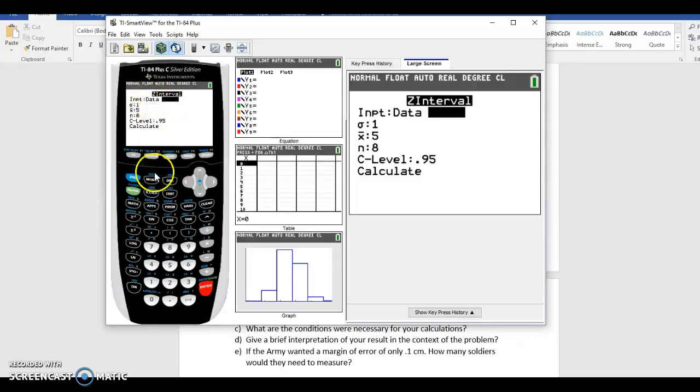Okay, and I don't want data because I'm not using data that I have in a list that I've collected myself. I'm going to put in the stats that were given to me in the problem. So our population standard deviation was 1.92. Our X bar, our sample mean, was 41.57. And our sample size was 190 soldiers. And we want a 0.95, so a 95% confidence interval.